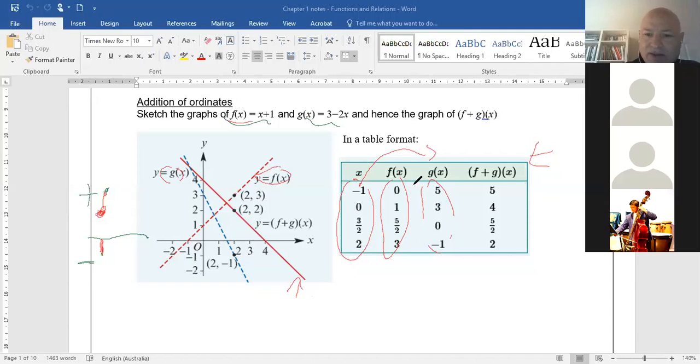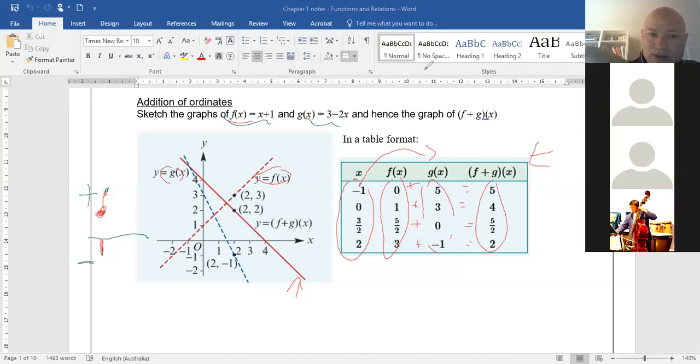So if I add the 0 plus 5, I get my 5. If I add the 1 plus 3, I get my 4. Add these two together, you get the 5 and 2. Add these two together, and you get your 2. So we've got our answers. But let's say we don't have the table. They just give us graphs and there's no numbers on there. How do we do it? Because then we can sketch this, not a problem.